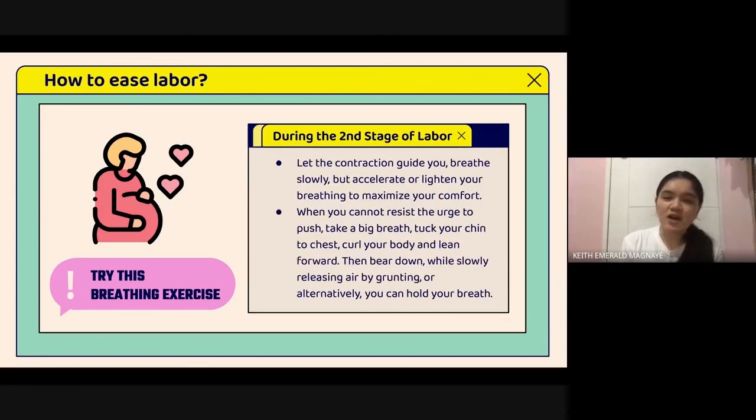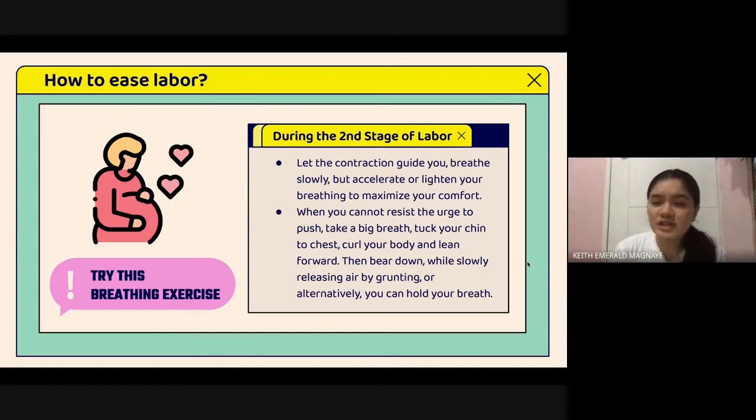Now, these are the breathing techniques naman po done to relieve the labor pain during stage 2 of labor. So, ito na po yung nagde-deliver na po kayo ng baby nyo. So, let the contraction guide you. Breathe slowly, but accelerate or lighten your breathing to maximize your comfort.